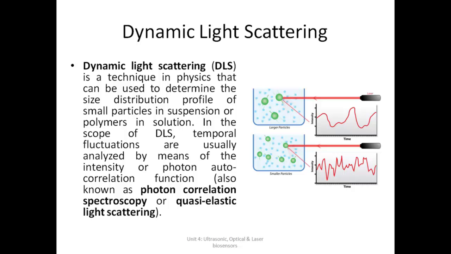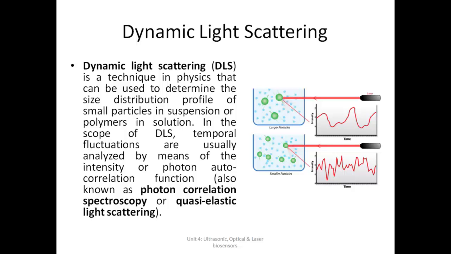So dynamic light scattering, or DLS, is a technique in physics that can be used to determine the size distribution profile of small particles in suspension or polymers in solution. Now we have to keep in mind, these are those particles which do not get dissolved. Suspension over here is a very important word. We are not talking of solutions in which 100% dissolving is there.